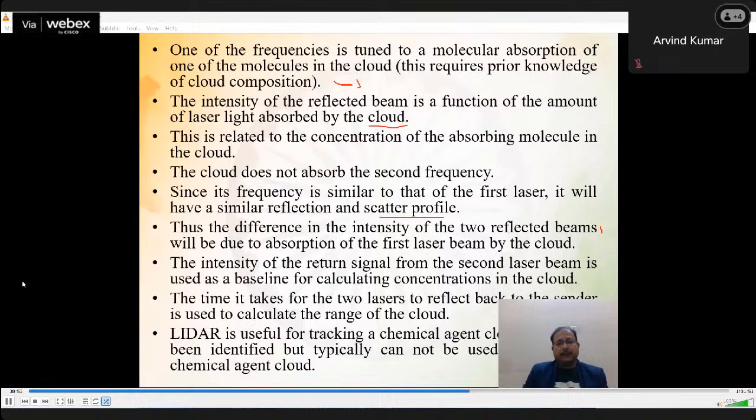The time it takes for the two lasers to reflect back to the sender is used to calculate the range of the cloud. So whenever you calculate all these things, we can understand that the data is useful for tracking a chemical agent cloud once it has been identified, but typically cannot be used to identify a chemical agent cloud. So we can ascertain up to a certain extent how this mechanism works on a sample.